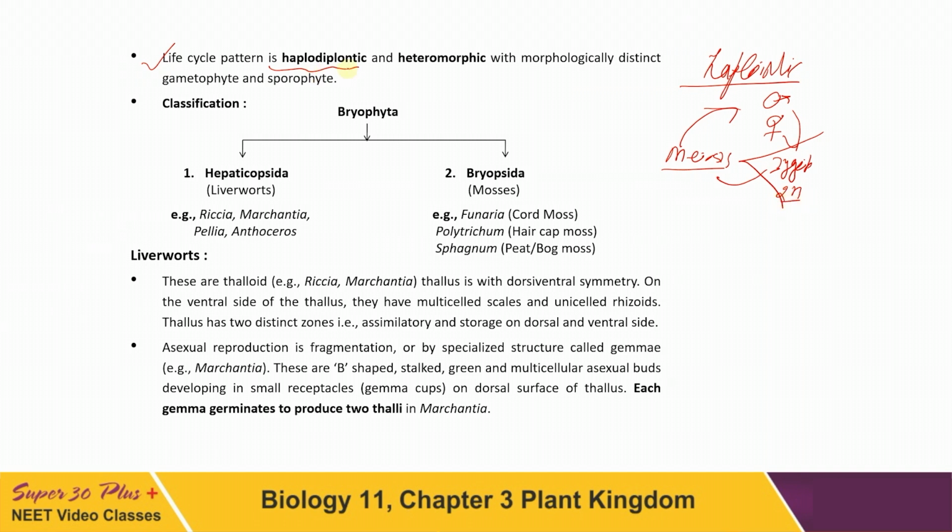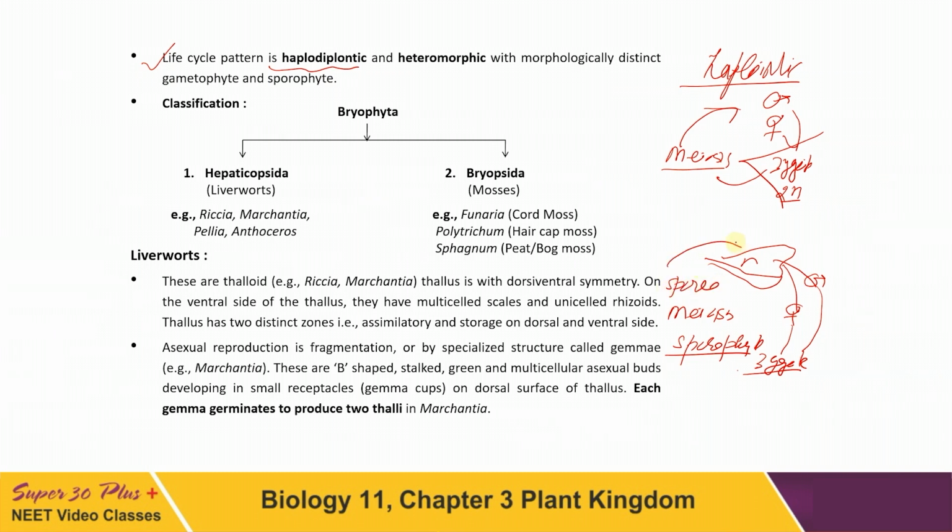Here this is haplodiplontic, meaning this is the gametophyte. This is the gametophyte, the dominating phase. It will make the gametes, male and female. Male and female gametes will fuse. They will make the zygote. The zygote will develop into the sporophyte, right? The sporophyte will divide by meiosis. As a result of meiosis, the spores will be formed and the spores will develop into this.